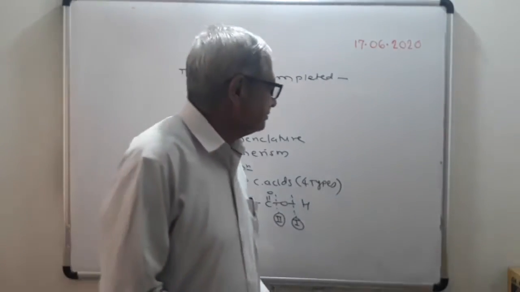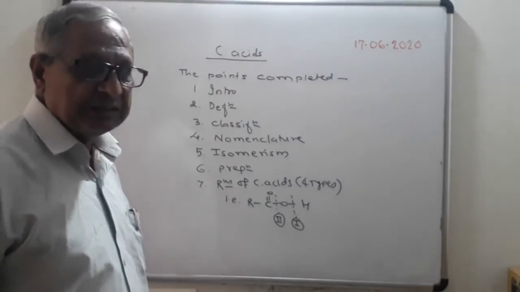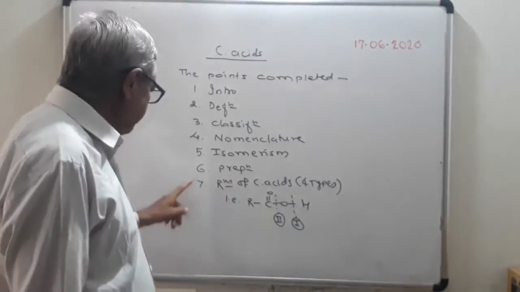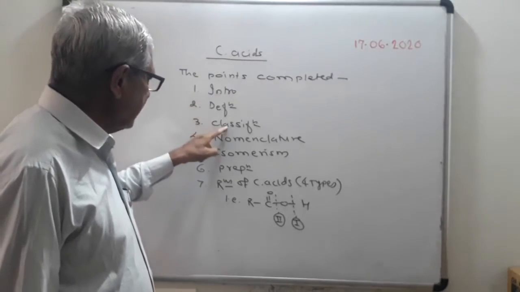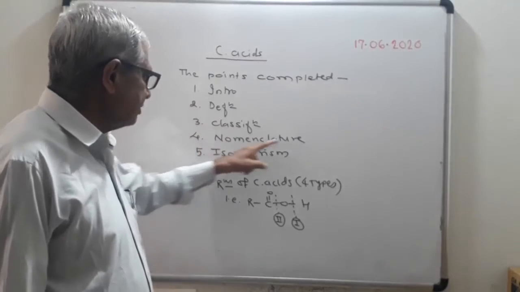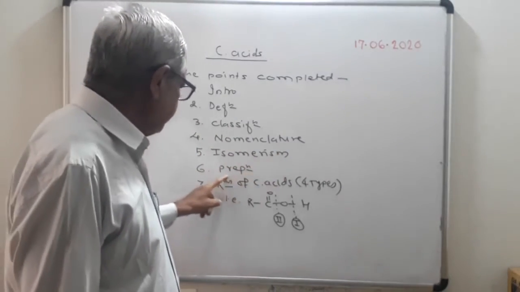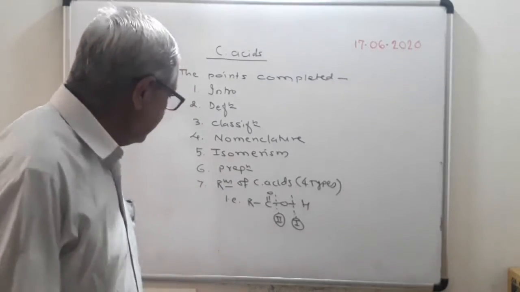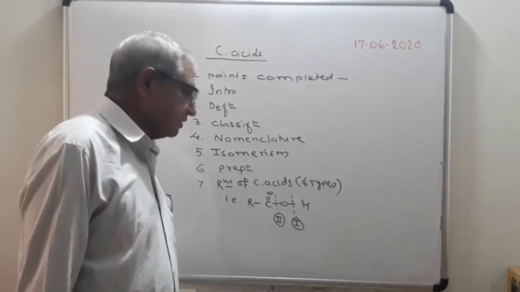Good morning, everybody. Our topic is carboxylic acids. In the last lecture, we completed 6 points: introduction, definition, classification, nomenclature (common system and IUPAC system), isomerism, and preparation by 6 methods. And we started the new point, that is the reactions of carboxylic acids.